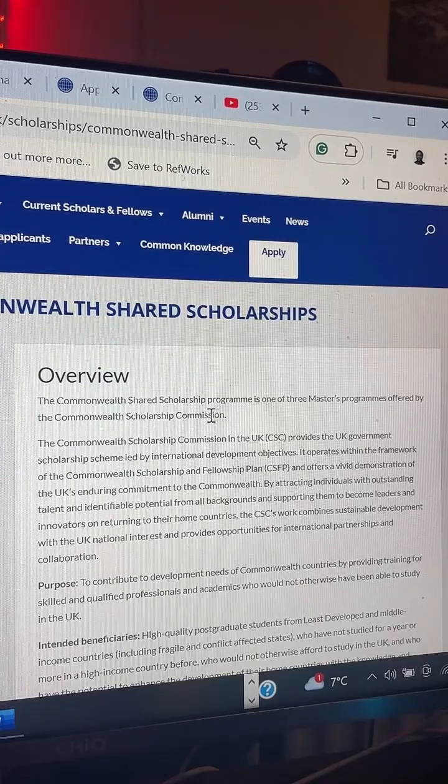So let's look at the overview. I'm not sure you'll be able to see all the information on my screen, but I'll try my best if you can read everything.